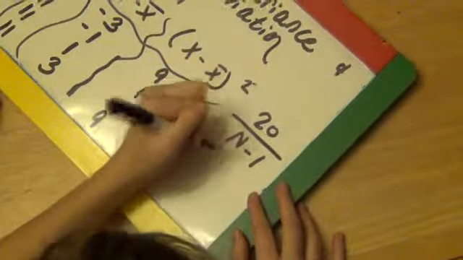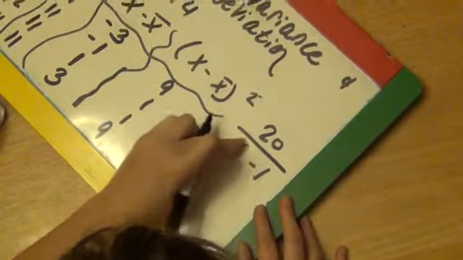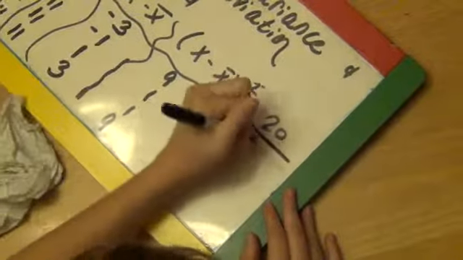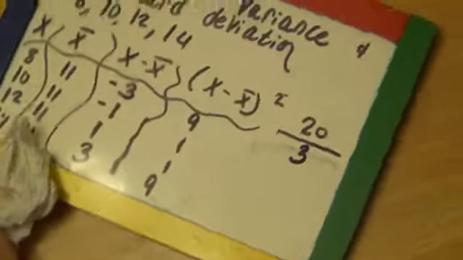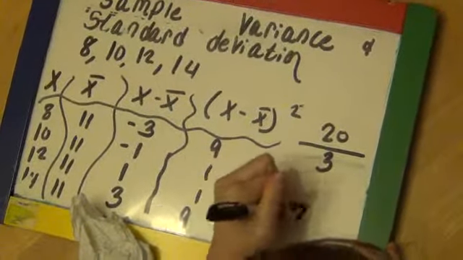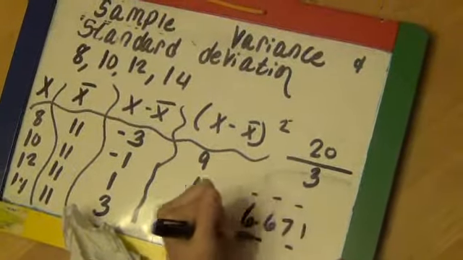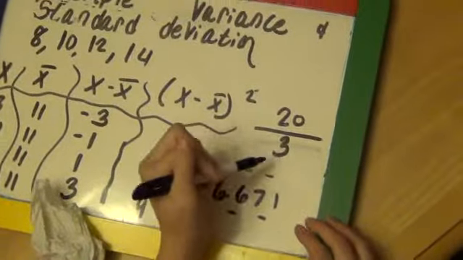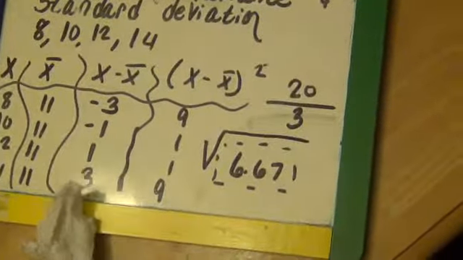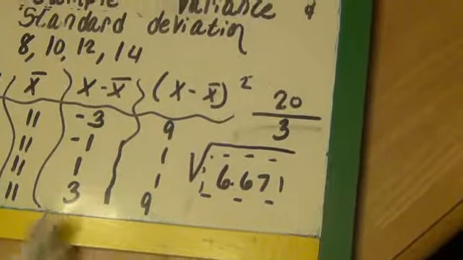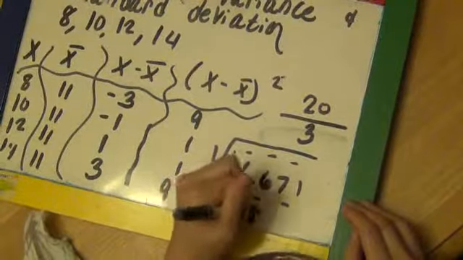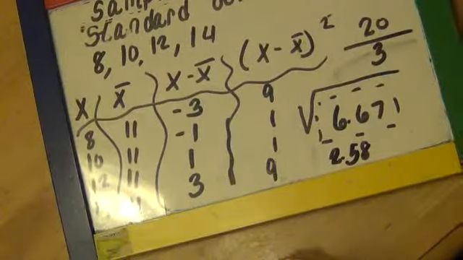So our n is 4, and 4 minus 1 is 3. So we will instead divide 20 by 3 this time to get 6.67 as our variance. To find standard deviation, we do the same thing that we did with population. We simply find the square root of that number, which is 2.58, and that gives you the standard deviation.